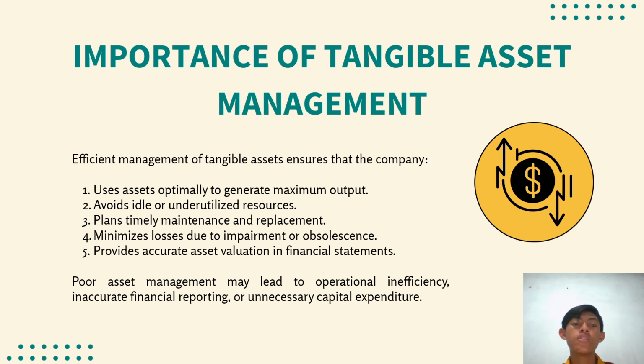Importance of tangible asset management. Efficient management of tangible assets ensures that the company: 1. Uses assets optimally to generate maximum output. 2. Avoids idle or underutilized resources. 3. Plans timely maintenance and replacement. 4. Minimizes loss due to impairment or obsolescence. And 5. Provides accurate asset valuation in financial statement. Poor asset management might lead to operational inefficiency, inaccurate financial reporting, or unnecessary capital expenditure.